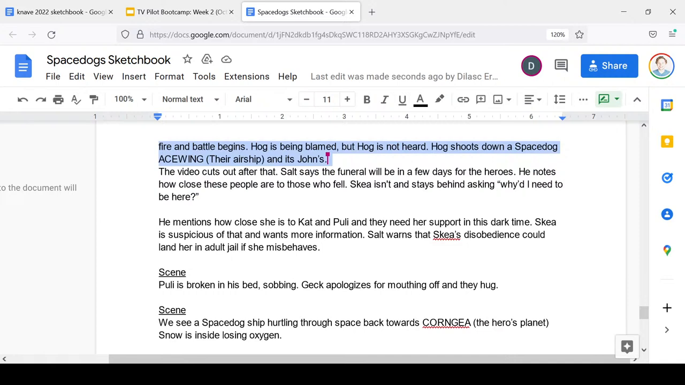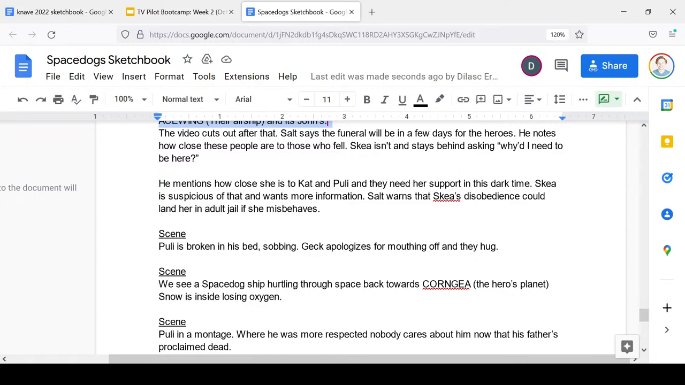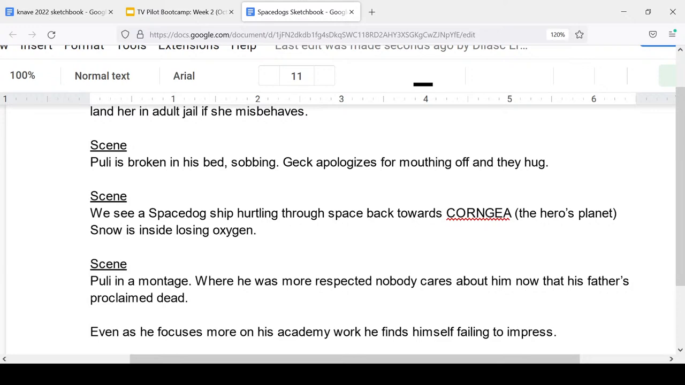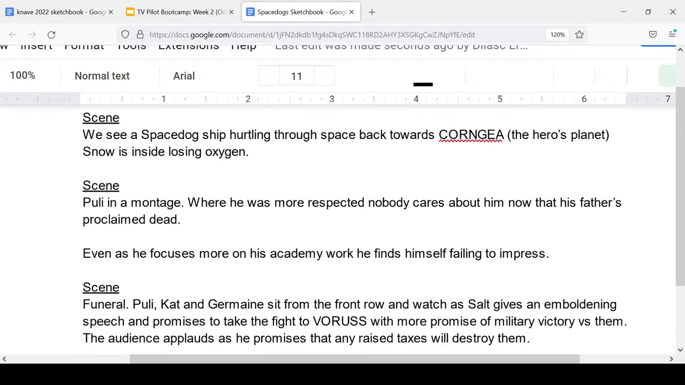Okay. A Hog is being blamed, but Hog is not heard. He shoots down a Space Dog A-Wing, and it's John's. The video cuts off after that. Salt says the funeral will be in a few days. He notes how close the people are to those who fell. Okay, so Pulley is sad in bed because some of his friends died in that battle. He makes up with his friend Gek. They see a Space Dog ship hurtling through space towards his planet.